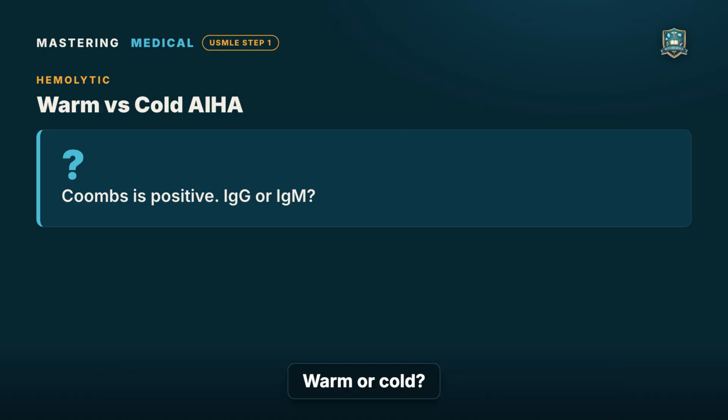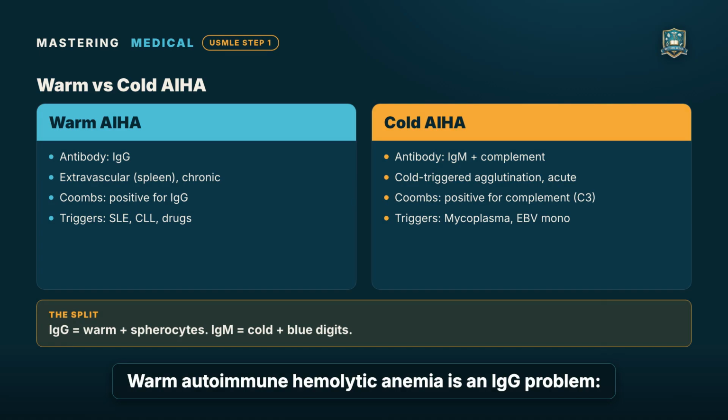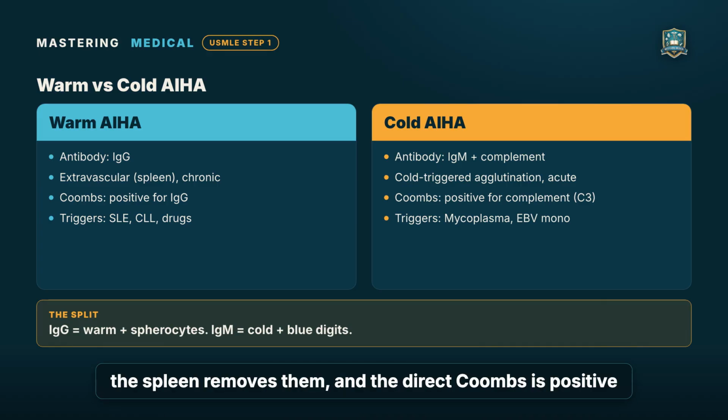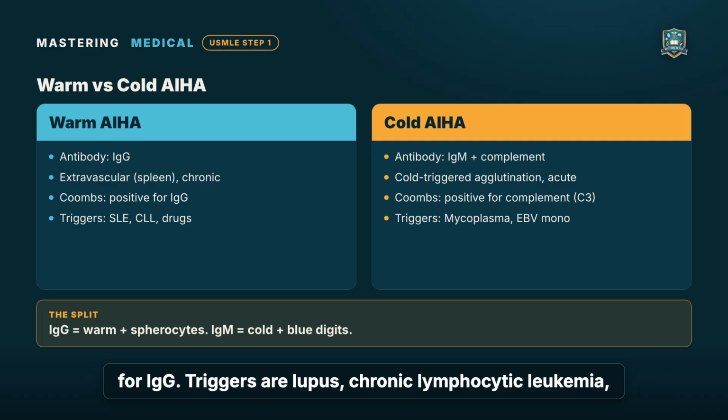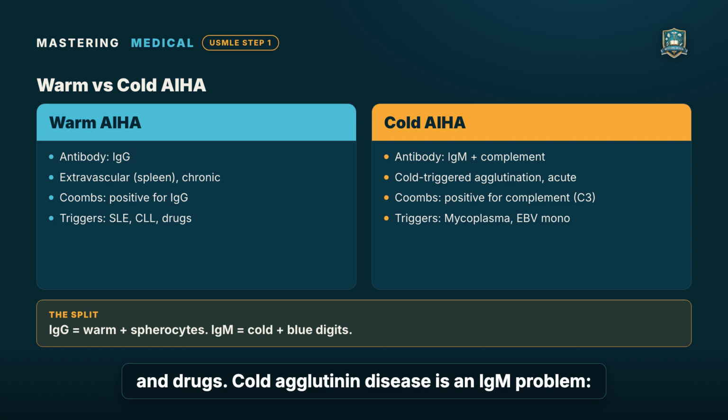If the Coombs is positive, you're dealing with autoimmune hemolytic anemia, and now the antibody class splits it. Warm or cold? Warm autoimmune hemolytic anemia is an immunoglobulin G problem. The antibody coats red cells at body temperature, the spleen removes them, and the direct Coombs is positive for immunoglobulin G. Triggers are lupus, chronic lymphocytic leukemia, and drugs.